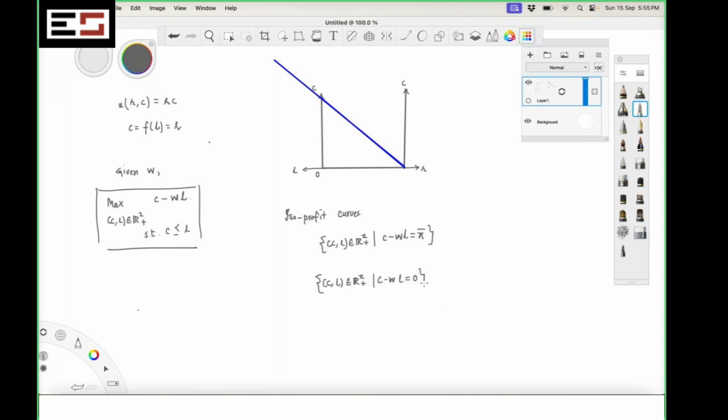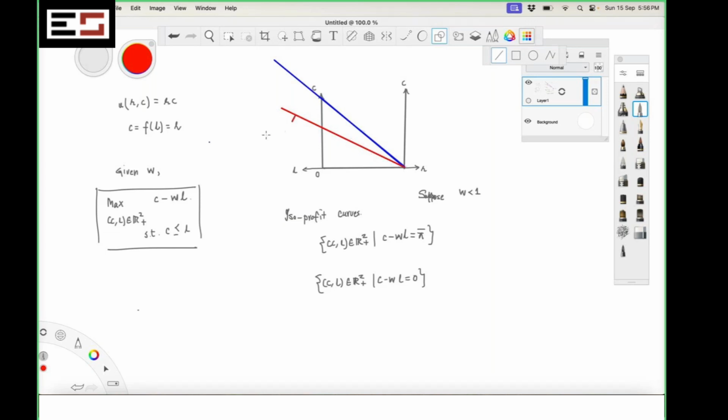Can you tell me how is that going to look? Let's assume that W is less than 1. Suppose W is less than 1. How is the iso profit curve going to look? Let me use the red color. It'll be below the production function. That's right. It will be like this, right? Notice that this point will be there because at this point L is 0, C is 0. So it will pass through this point.